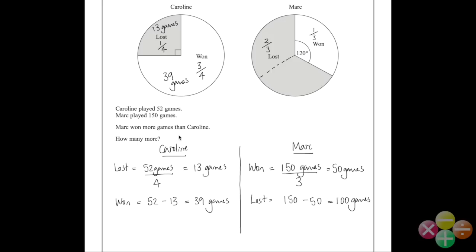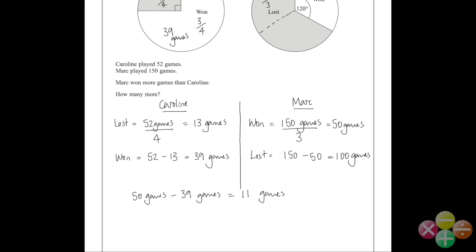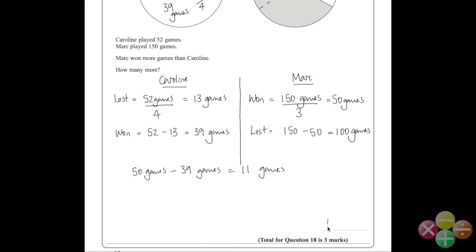Now the question asks, Mark won more games than Caroline. How many more? Well, if we take Mark's games of 50 games that he won, and we subtract from that the 39 games that Caroline won, we get left with 11 games. And that's how many more games Mark won compared to Caroline. So I can write that on the line at the bottom of the answer sheet.